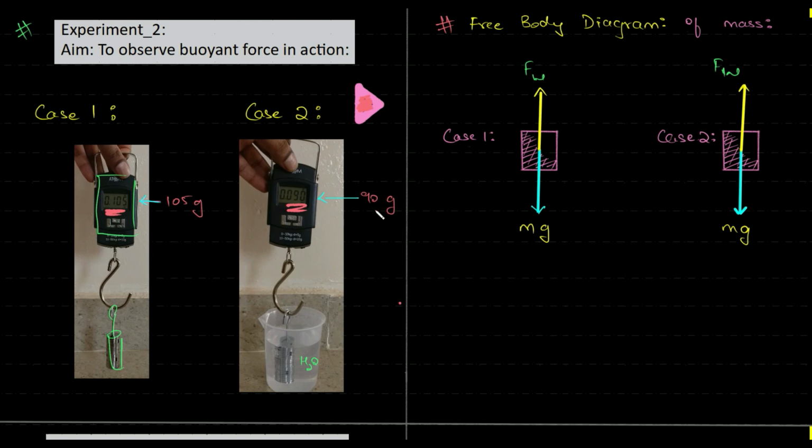But why is it showing less value? What does it mean? It should mean that there is some additional force that is helping the weighing machine. It's reducing the burden on the weighing machine. What is this extra force? It's nothing but your buoyant force. Is it not, guys? So let me explain it this way.